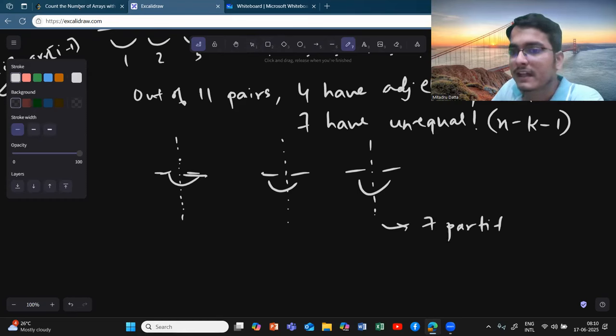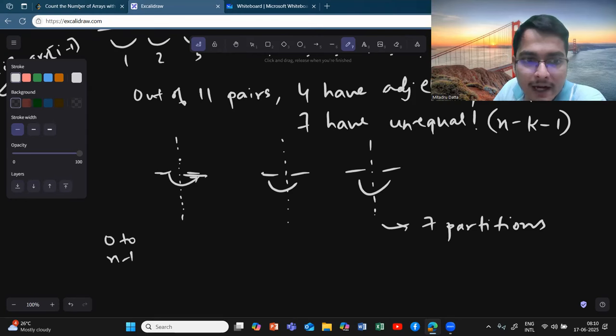7 such partitions, can I tell? And whenever I am crossing a partition, let's say I'm traversing the array from 0 to n minus 1, from left to right, I'm traversing in this way. Whenever I am crossing a partition, my element numbers get changed, and within the partition, all the numbers are same.